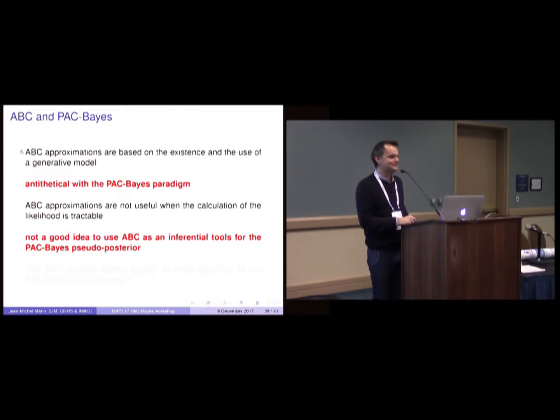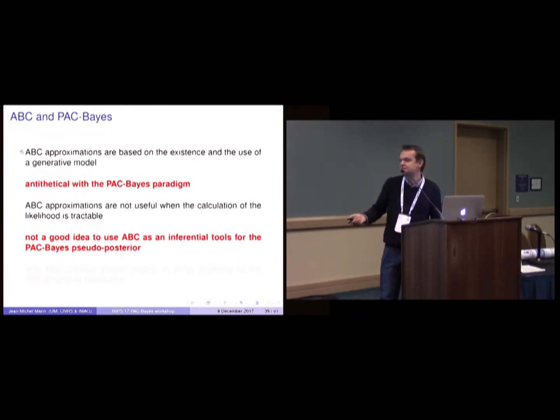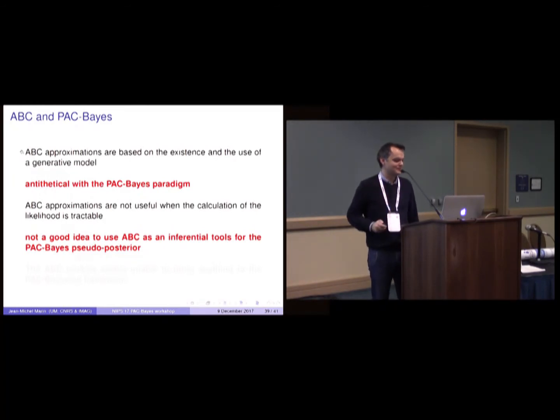I heard this morning that there is no direct connection between the prior and the posterior in the PAC-Bayes. I really do not understand this, because I see the PAC-Bayesian as a pseudo-likelihood in some sense, using a prior, and then there is a corresponding posterior. But I am a Bayesian and totally candid in this field. So what I can say is, don't use ABC to try to approximate this PAC-Bayes pseudo-posterior.